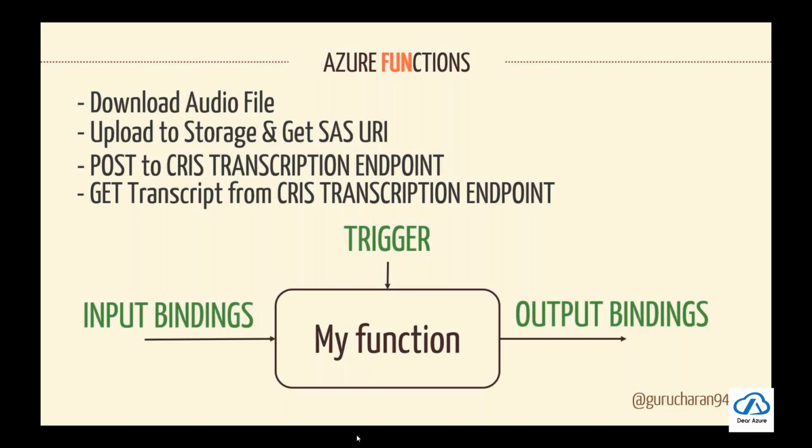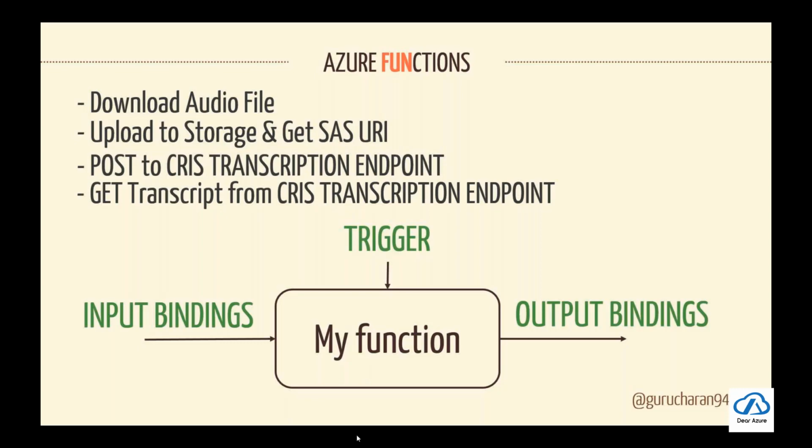The next one would be, after something is there in the Azure storage, get a SAS URI and submit that to the transcription endpoint. So in this case, the trigger would be Azure storage and the input binding will also be Azure storage, but the output binding would actually be nothing, and you make an HTTP request to the transcription endpoint.